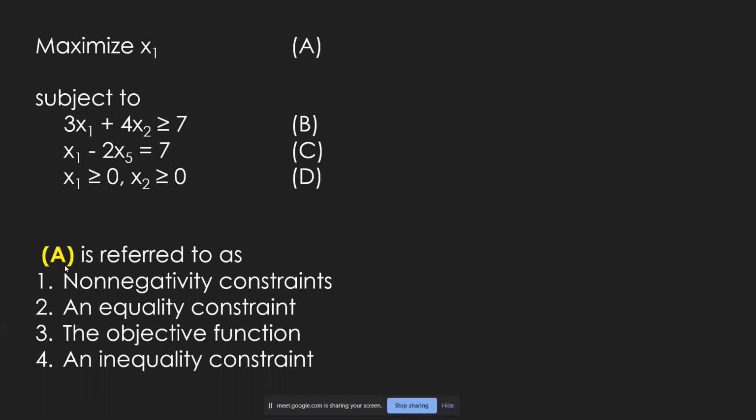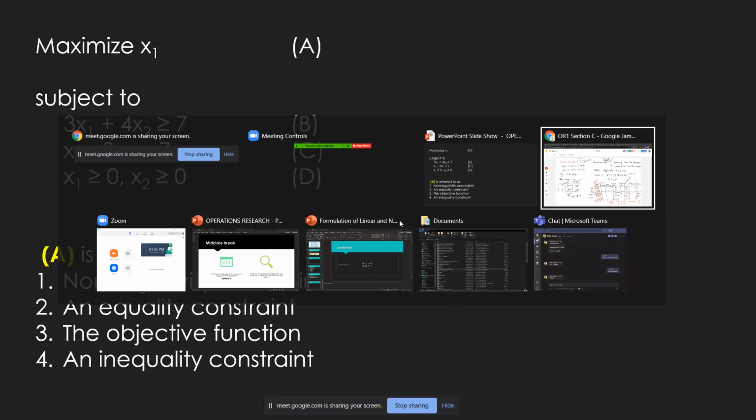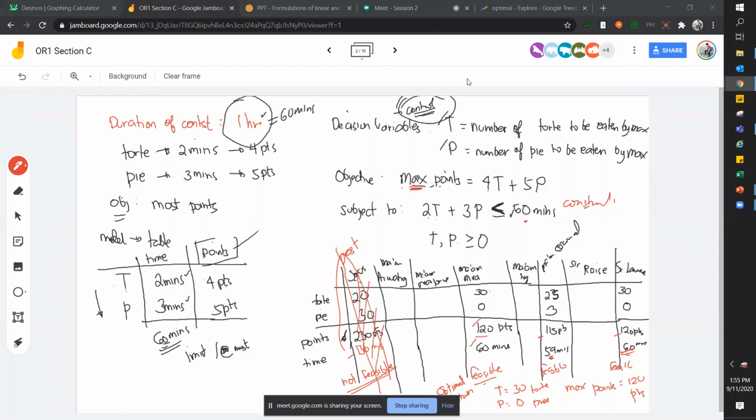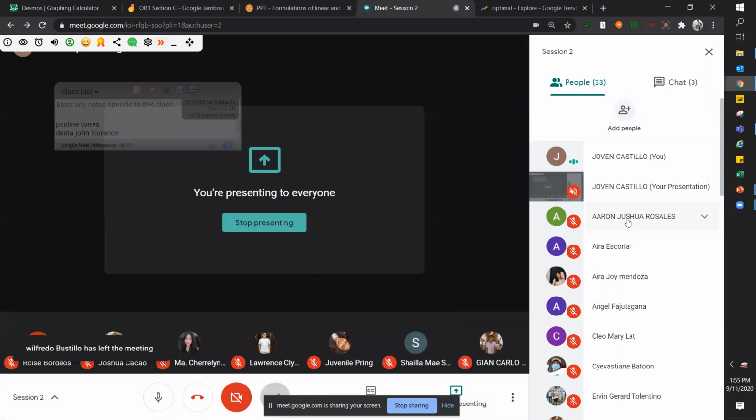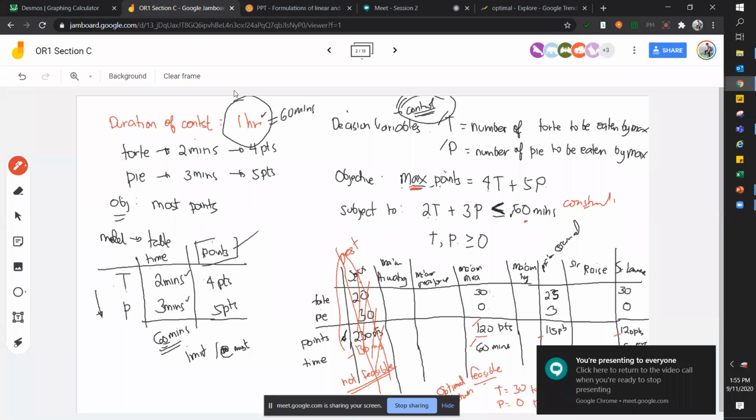d. So ano pong tawag dito sa equation A? Itong maximize na to, maximize x1. Which of the following? So let's call someone. Let's call Sir Aaron Joshua. Sir Rosales?